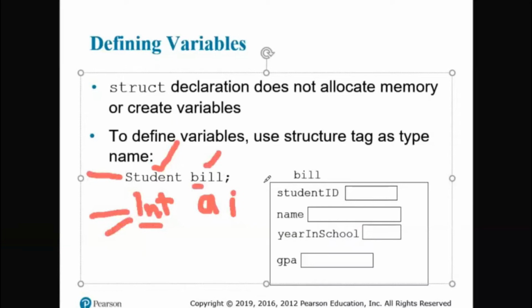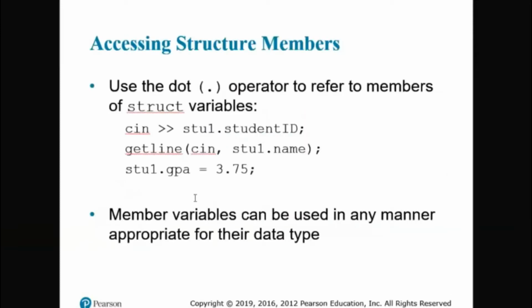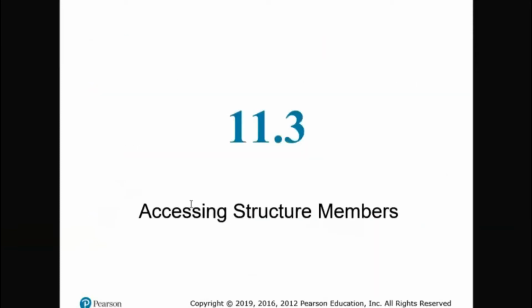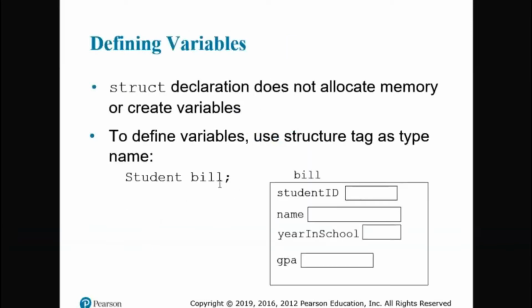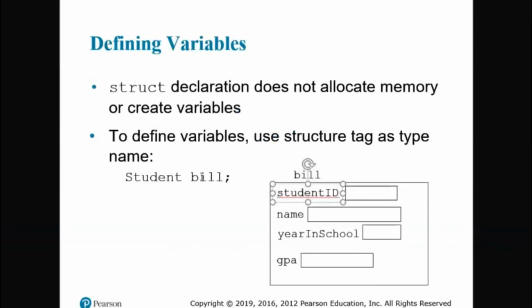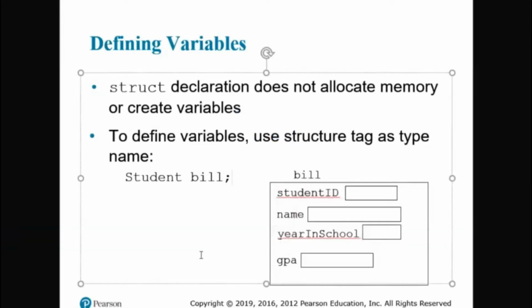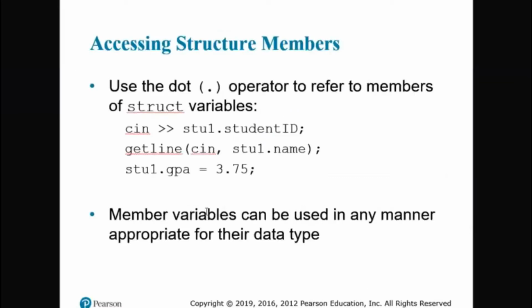Once you define it, it will be like this, because it is a combination of four things: student ID, name, year of school and CGPA. Now if you want to access the members of a structure, these are actually called members. This one is the ID member of bill of the structure, this is the name member, year member, and CGPA member of the structure. So these are called members of the structure variable. So how to access them? We can access them like this.